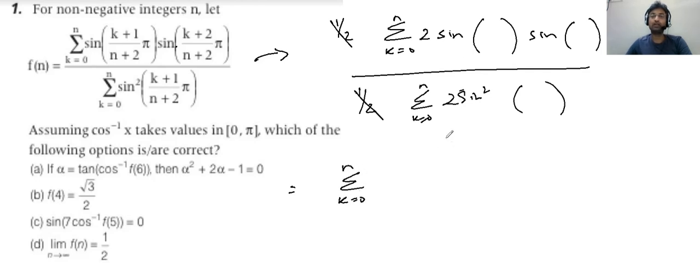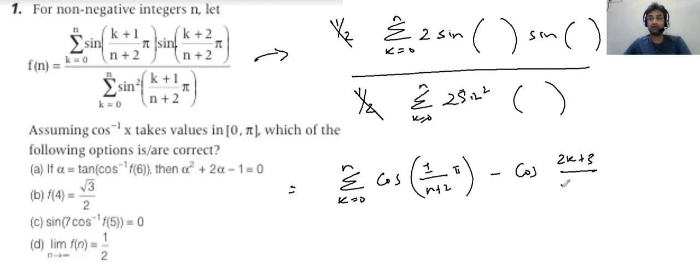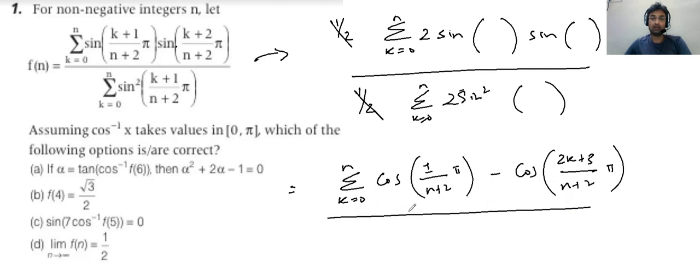Summation k is equal to 0 to n. Now I will apply my formula. If I take the second one as a and the first one as b, then according to the formula, 2 sin a sin b is cos of a minus b minus cos of a plus b. So k plus 2 minus k plus 1, that is k plus 2 minus k minus 1, only 1 remains. So I'll have cos of 1 divided by n plus 2 pi minus cos of, now k plus 2 plus k plus 1, that is 2k plus 3 divided by n plus 2 pi over here.